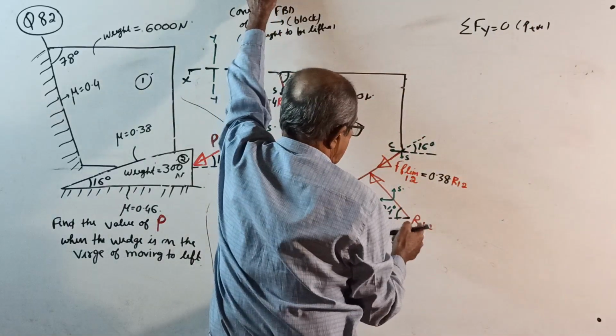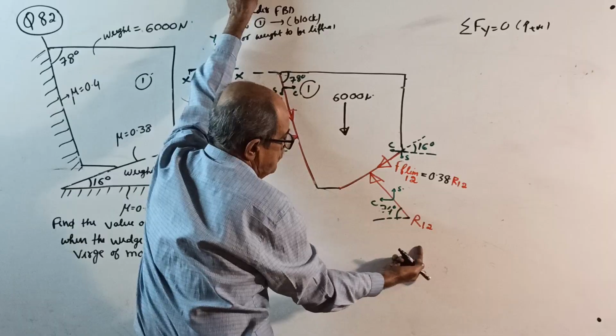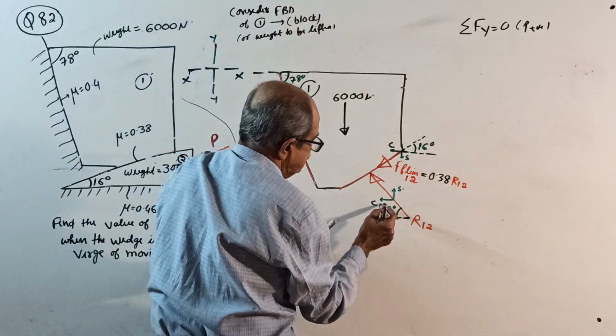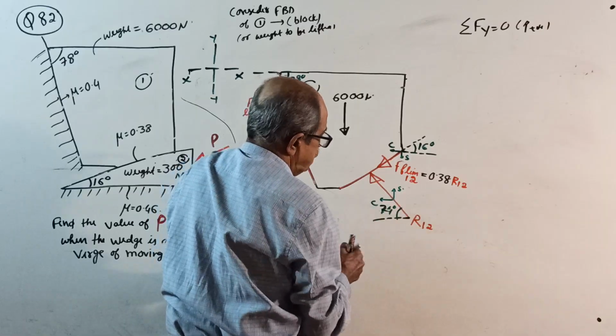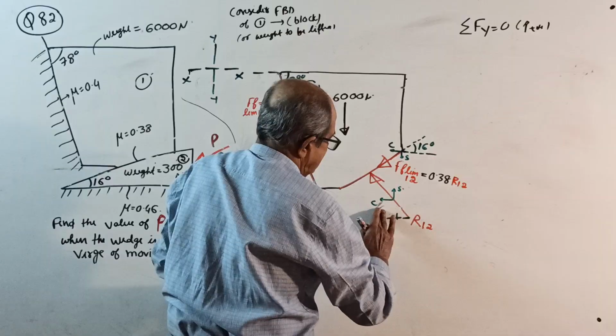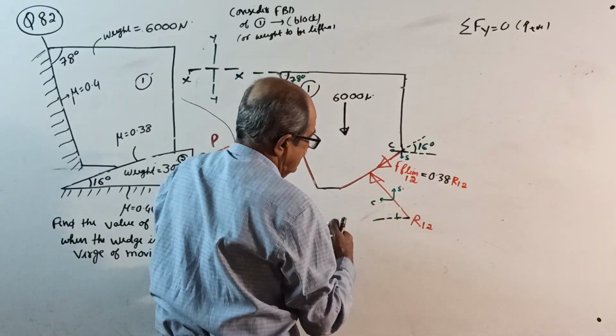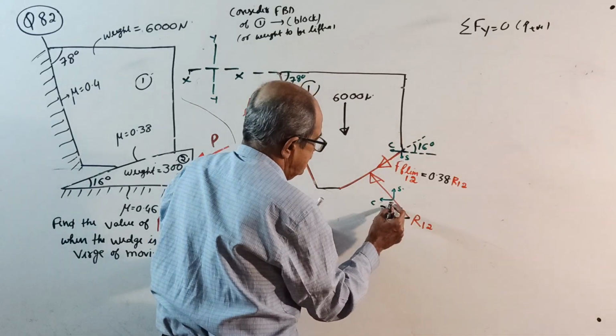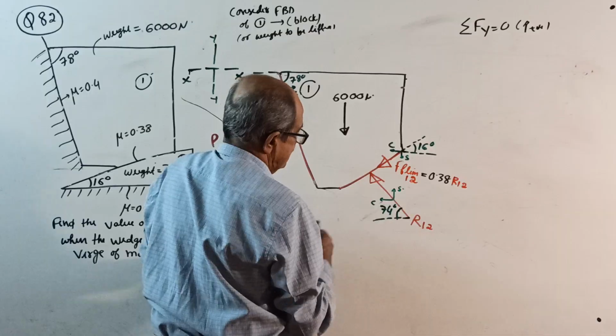I start from this one. Plus R12 sine 74. Now I won't explain. If I explain, someone should protest in the comment section. They should tell, sir, there's a limit for everything. You should tell that way. There's a limit for everything.